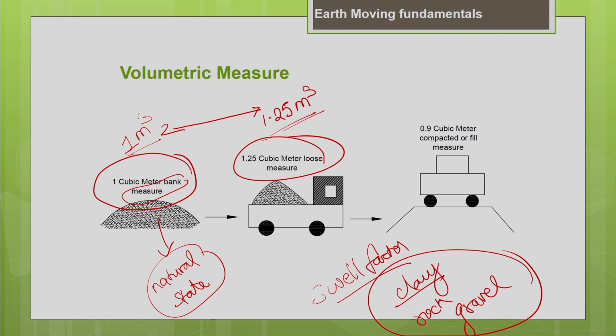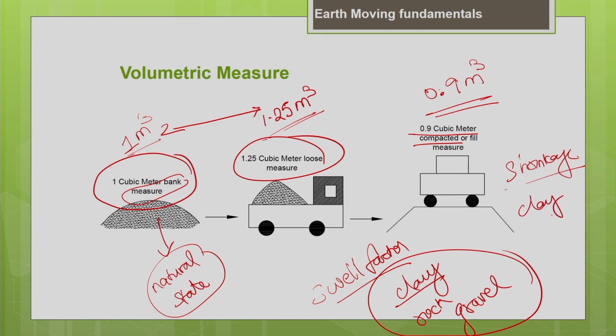Similarly, now you compact the material. For example, when you prepare the subgrade for the roads, you compact it. When you prepare the earthen embankments, you compact the material with the rollers. When you compact it properly, you can see the volume will be 0.9 meter cube. So now the volume has reduced. The shrinkage has happened because of compaction. The voids are eliminated. So how much will it shrink? That depends upon the material.